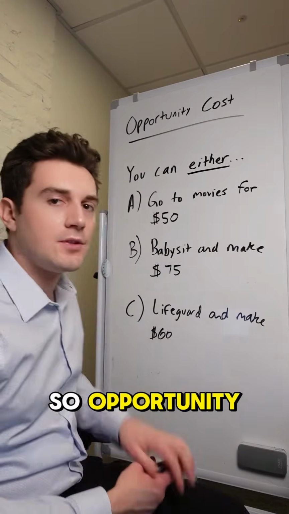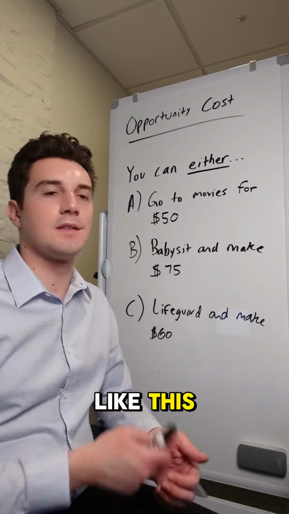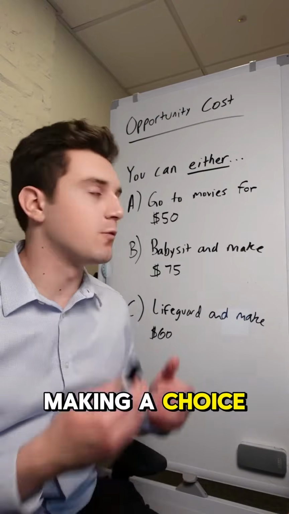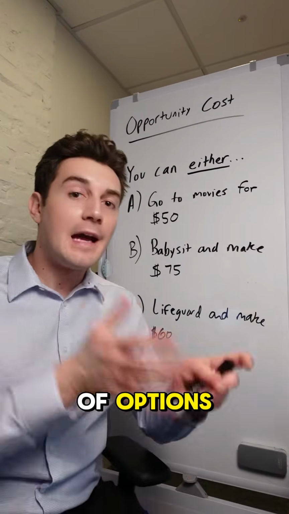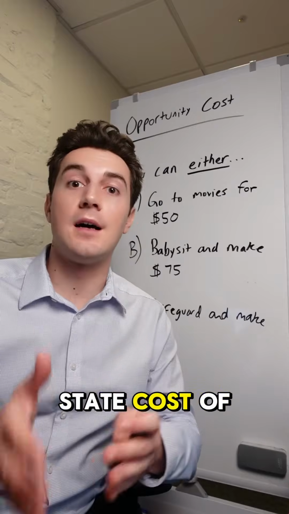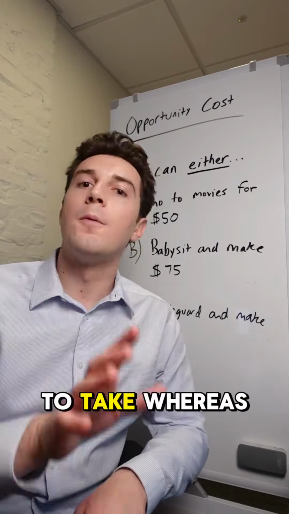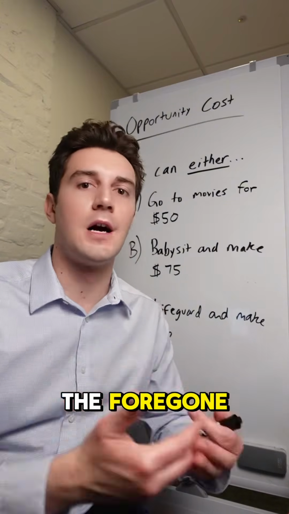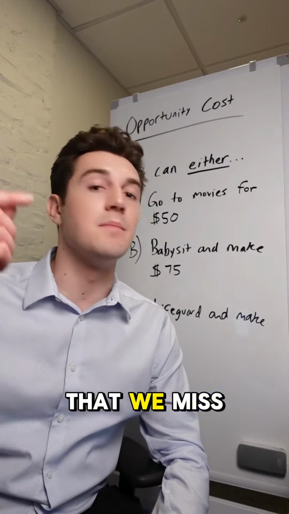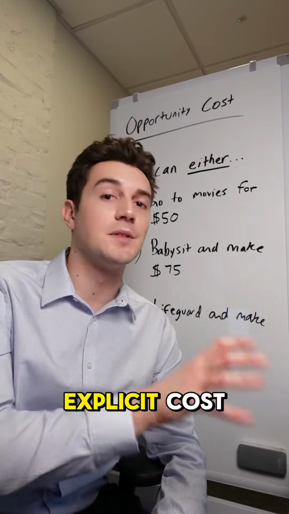Okay, so opportunity cost problems are typically structured like this. They're all about making a choice when given a list of options. Explicit cost is the defined, stated cost of the action you choose to take, whereas implicit cost is the foregone value, or typically income, that we miss out on by choosing that explicit cost action.